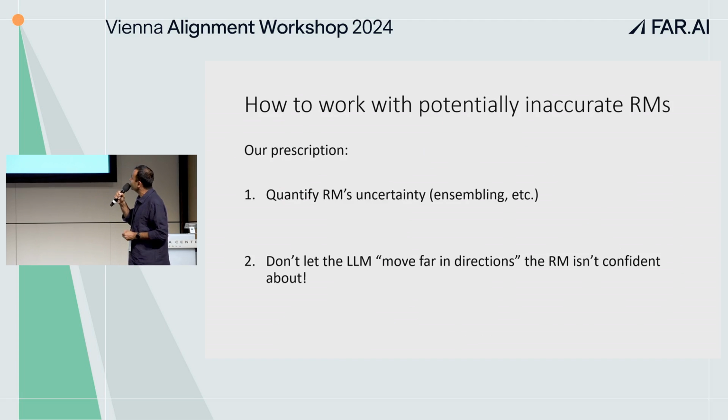Our prescription for how to deal with these potentially inaccurate reward models is to be aware and do some extra work to quantify the uncertainty that the reward model has with respect to a given input or a generic input. This can be done by statistical methods like ensembling, perhaps bootstrapping, and so on. And once you have a decent idea of the uncertainty of a reward model, you can use that to encode the constraint that the LLM should not move far in directions that the reward model is not feeling confident about. This is a recipe that we propose.